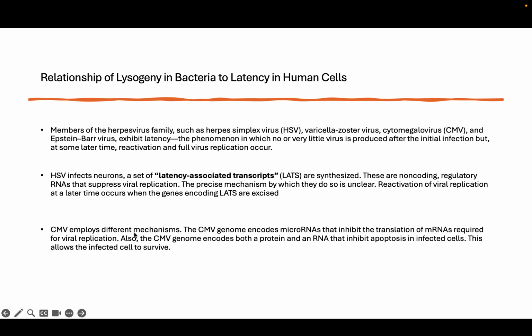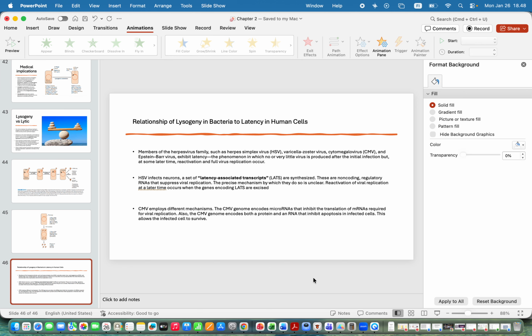The cytomegalovirus employs a different thing. It has microRNAs, and what microRNAs do is inhibit translation completely. These are transcripts that suppress viral replication. This actually suppresses the translation of mRNA. MicroRNAs are really well known to push the host cell machinery to cut mRNAs and not allow them to be translated into proteins. So this is the end of chapter 2.